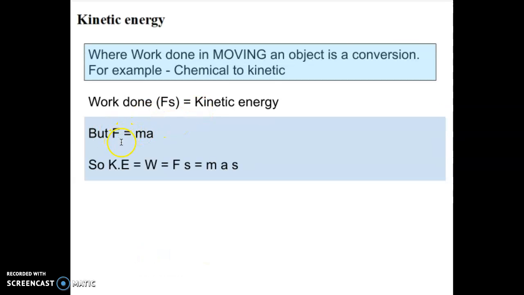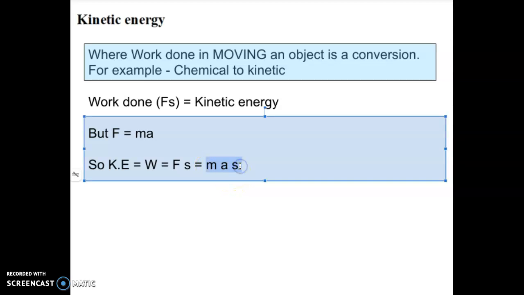Force is also equal to mass times acceleration. So therefore, work done, force times displacement, is also equal to mass times acceleration times displacement. Not bad, but we're still not at ½mv². What's the next step? See if you can guess.